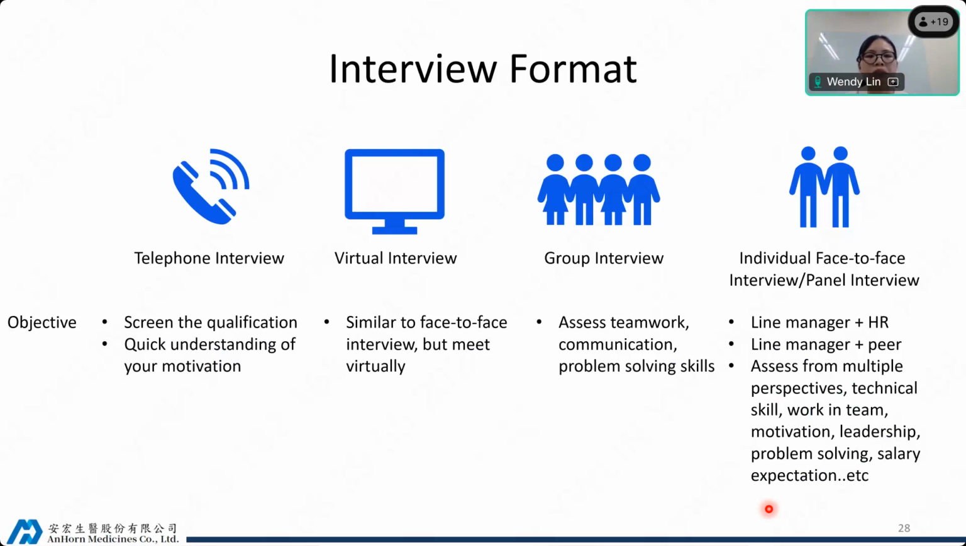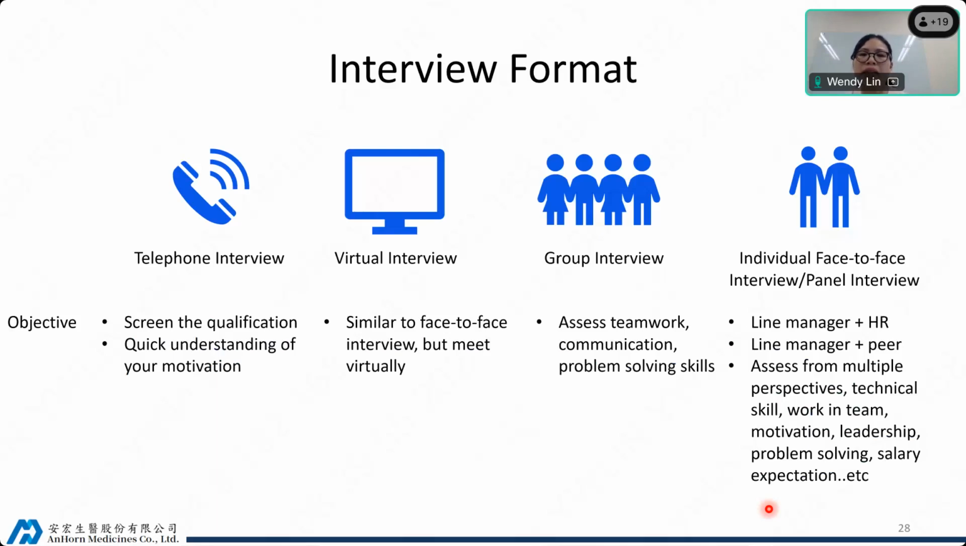For the group interview, when we form a group, we want to understand your teamwork capability, communication skills, and problem-solving skills. I would say it is not very common in a research company, but it is very common for business-related or marketing-related positions, because in such day-to-day jobs, you need to communicate with different people and stakeholders. So usually in that situation, the company will use the group interview to assess the person's capability.